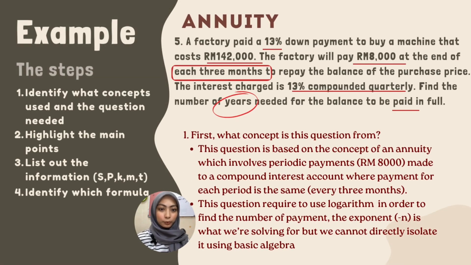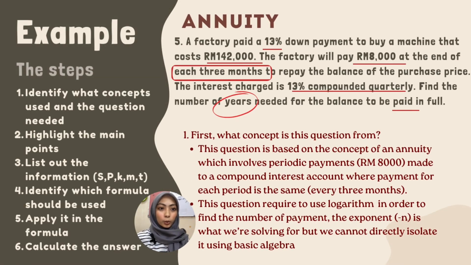Okay, for question number 5, we have to know what concept this question is from. This question is based on the concept of an annuity, which involves periodic payments made to a compound interest account where the payment for each period is the same. It's already mentioned in the question: it says each 3 months. Also, this question requires the use of logarithms in order to find the number of payments. The exponent is what we are solving for, but we cannot directly isolate it using basic algebra.